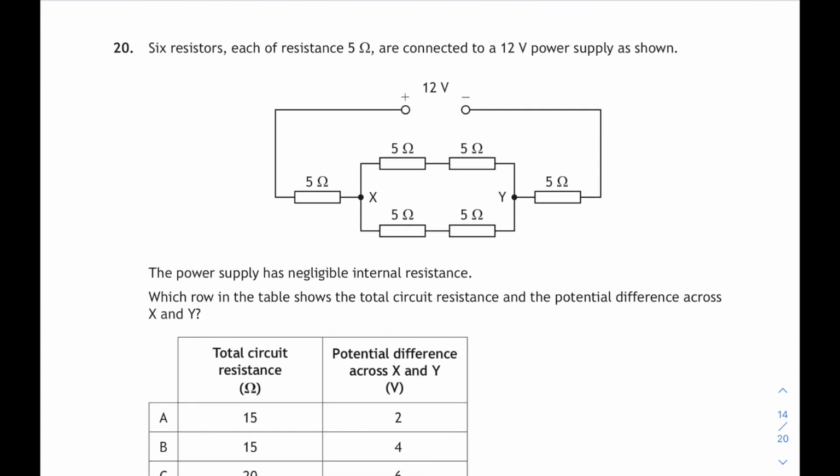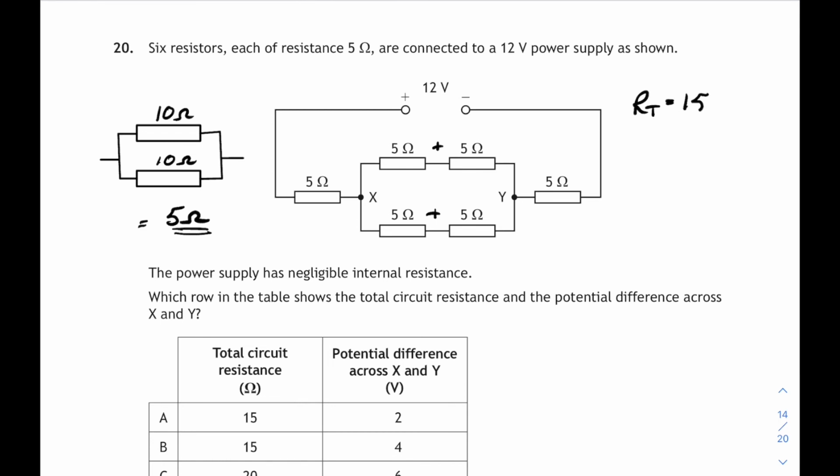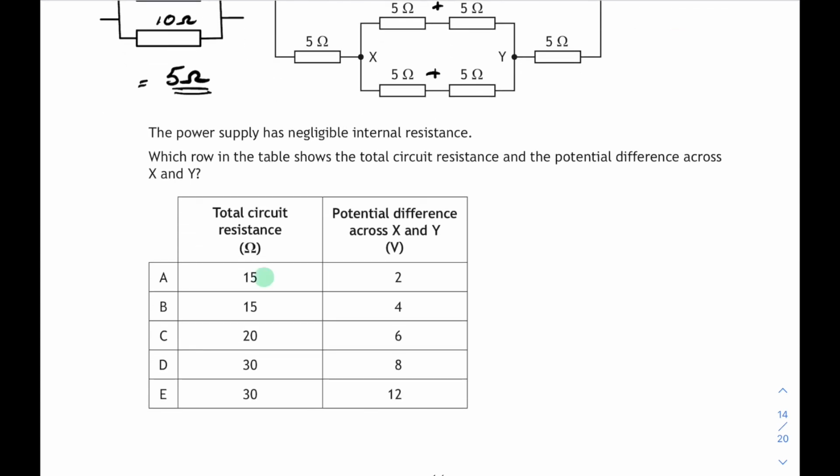Question 20. Still on series and parallel circuits. We are asked to show which row in the table shows the total circuit resistance and the potential difference across X and Y. So let's simplify the parallel bit of the circuit first. We can add the 2 5s in the top, the 2 5s in the bottom. That gives us 10 ohms in parallel with 10 ohms. And if you remember, you're adding resistors in parallel from last year. Then 10 in parallel with 10 gives us a total of 5 ohms. So if the parallel section's got a total resistance of 5 ohms, then the total resistance of the whole circuit will be 15 ohms. That's the 5 plus 5 plus 5.